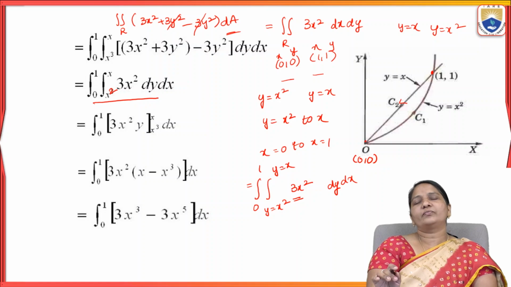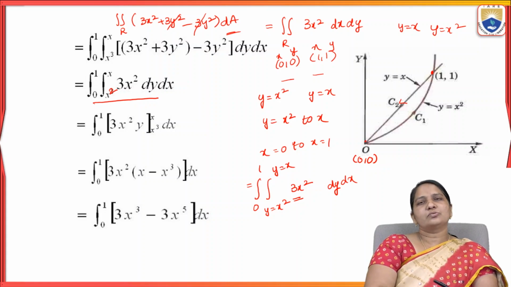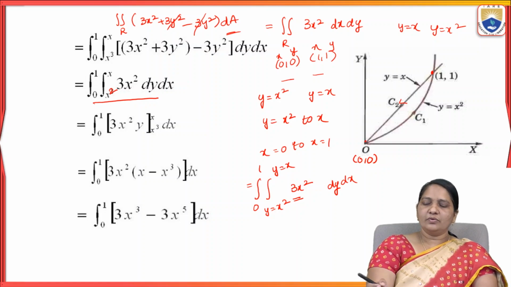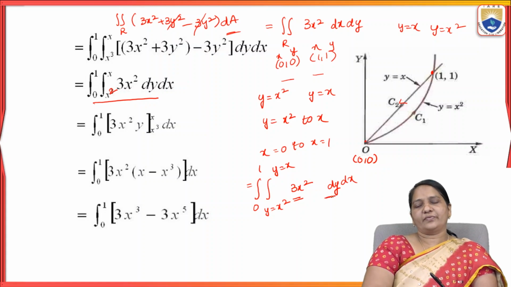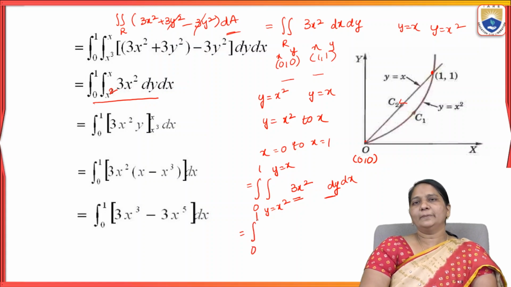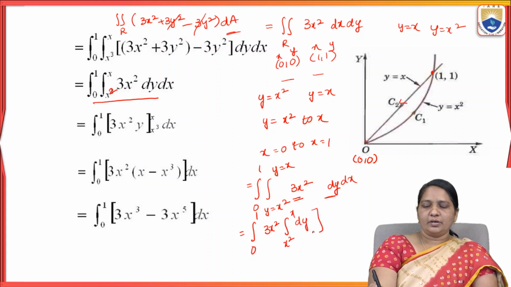This data we can get from the graph and from the given values. Now we can use the integral formulas to calculate this integral. Here these limits are y limits, which means we have to integrate with respect to y first. So the integral is from 0 to 1. 3 and x² are both constants, so the integral of x² to x times dy times dx.